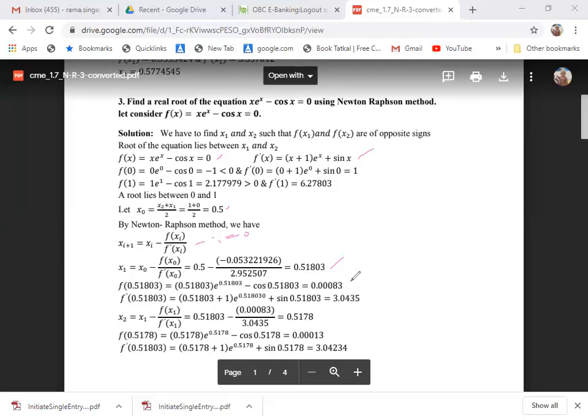We already got the first approximation. Using the first approximation, we generate the second approximation. So we will put i equal to 1 in this formula. Then we will get x2 equal to 0.5178. So here you can observe that the first and second approximations are obtained up to 2 decimal place accuracy. If the same is mentioned in the problem, we will stop here itself.